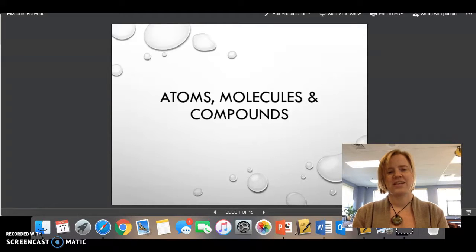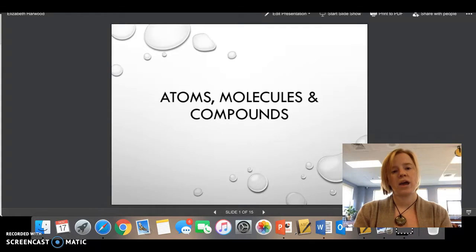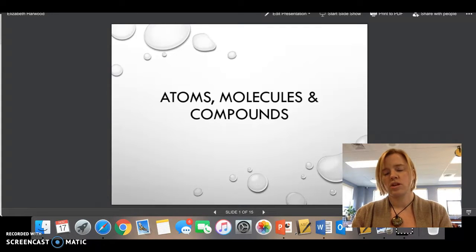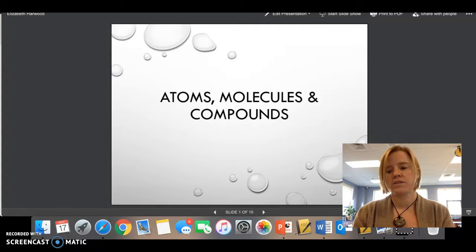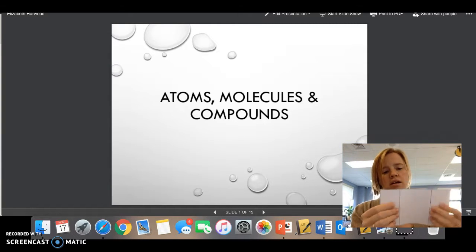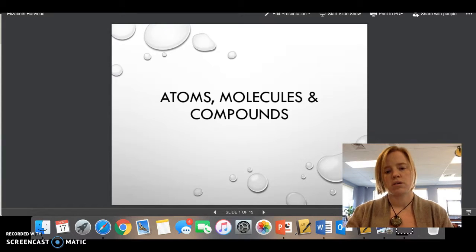Hey there. Today we're going to learn about the difference between atoms, molecules, and compounds. It's going to be an entry in your notebook, so make sure you have your notebooks out. You also should have some scissors and glue and a sheet that looks like this. All that stuff is in the front of the room.